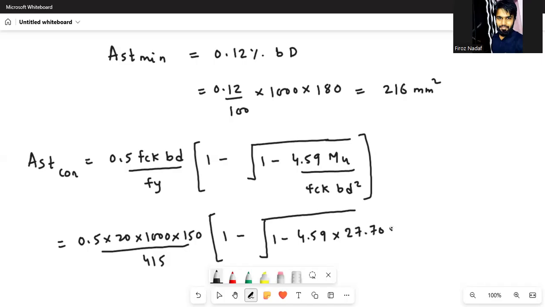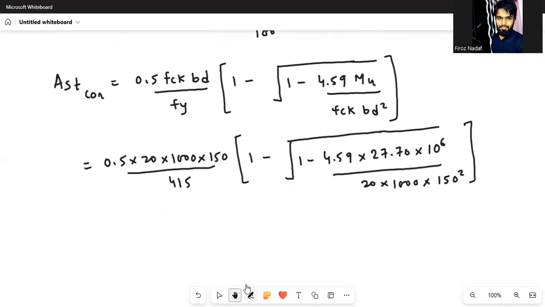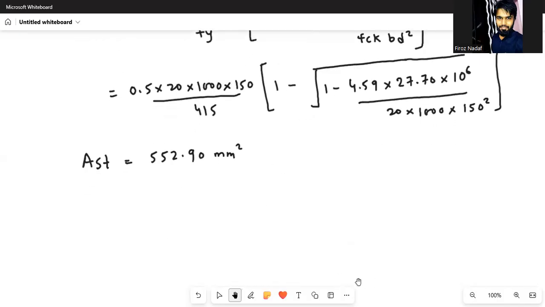27.70 into 10 to the power 6 divided by FCK, that is 20 into 1000 into 150 square. So this is that we have in the formula. You can find AST for the corner. AST for the corner is 552.90 mm square. Okay. And I told you, we also have tension in the side wall.